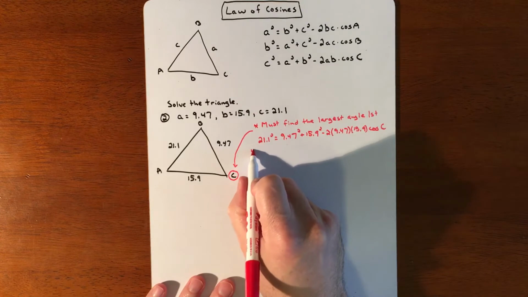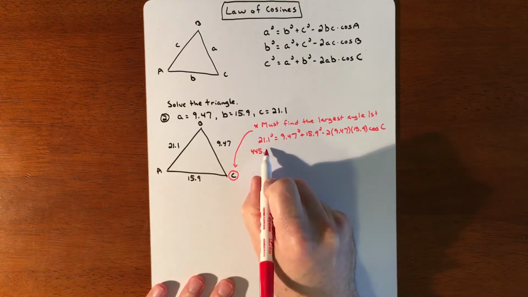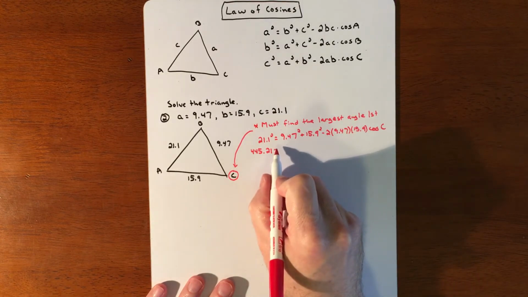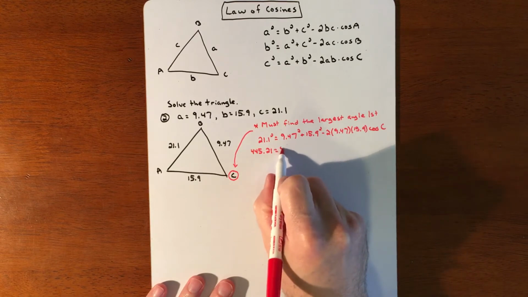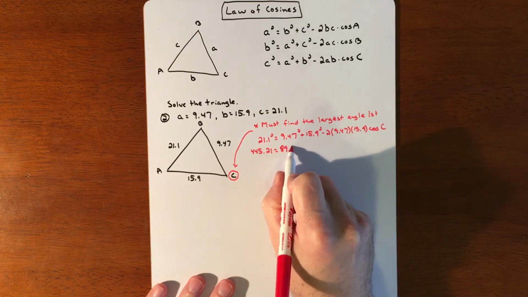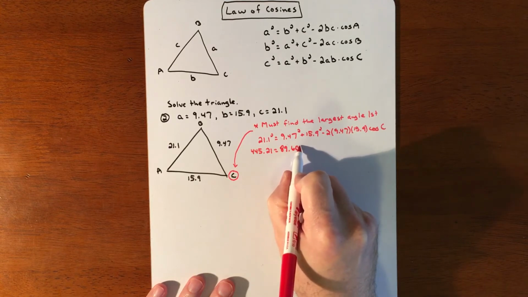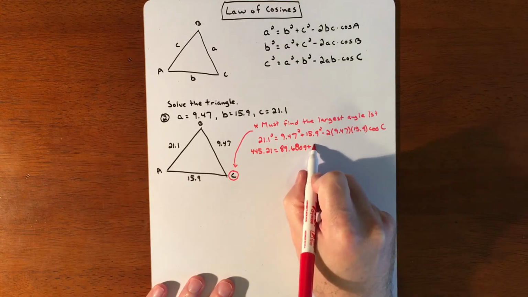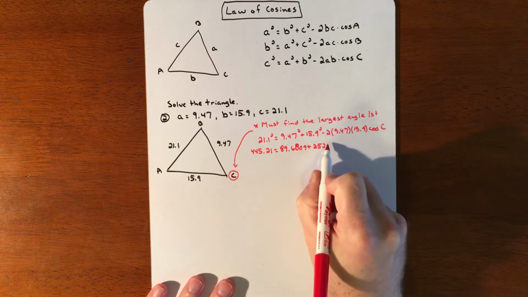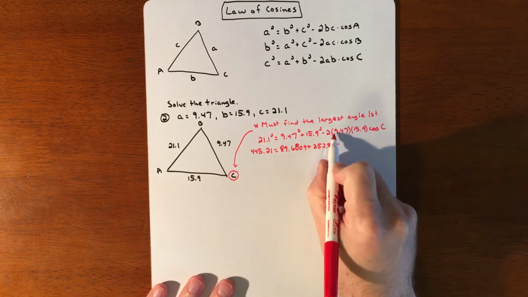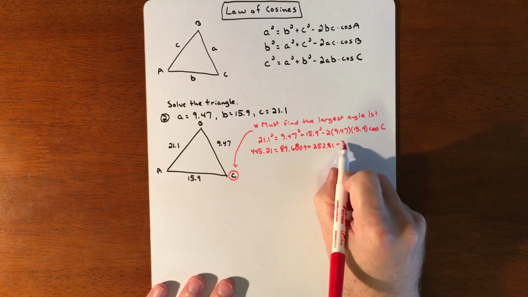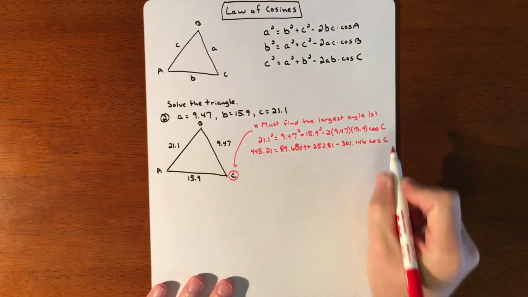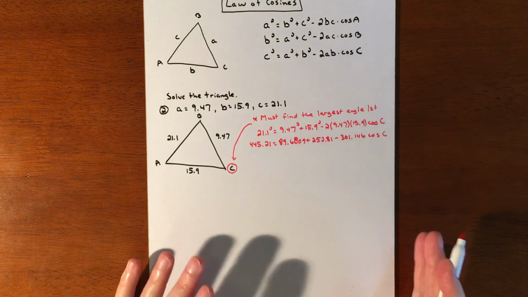So we have 445.21 equals 89.6809 plus 252.81, and then minus all of this put together is going to get us 301.146 cosine C. All right, so now here's where people make a mistake on this thing.